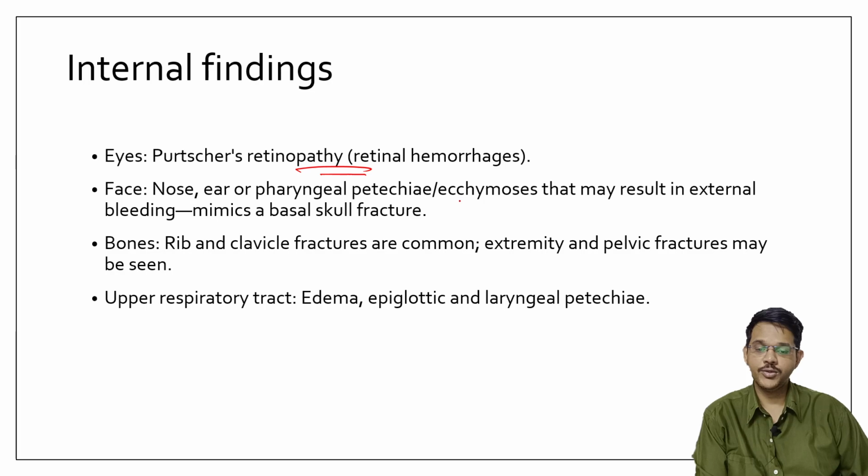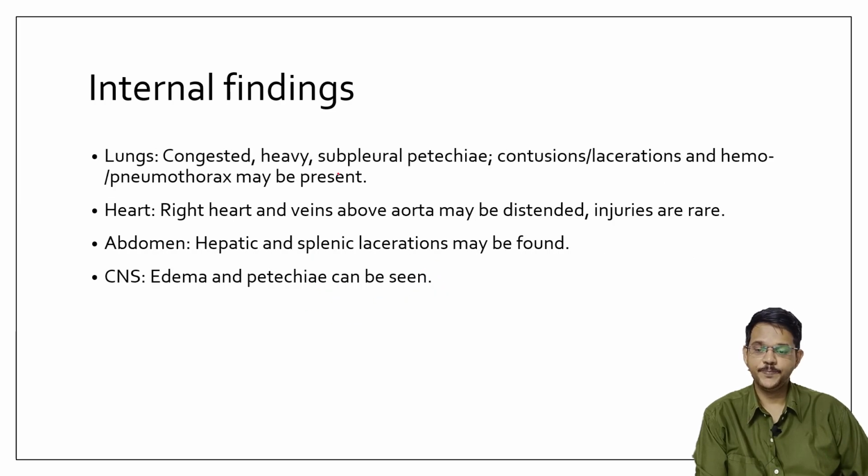Petechiae may be present in the face, nose, ear, and pharynx. Ecchymosis may result from external bleeding, and basilar fracture may be seen. Bones: rib and clavicle fractures are common. Extremity injuries like pelvic fracture may also be seen. In the upper respiratory tract, there may be edema, epiglottic edema, and petechiae. Lungs will be congested and heavy, and subpleural hemorrhage, contusion, lacerations, and hemothorax may be present.